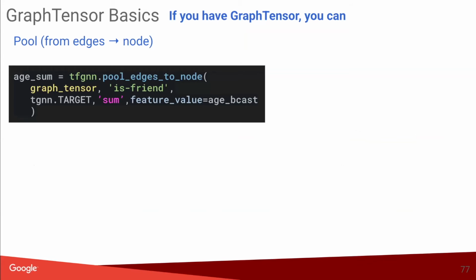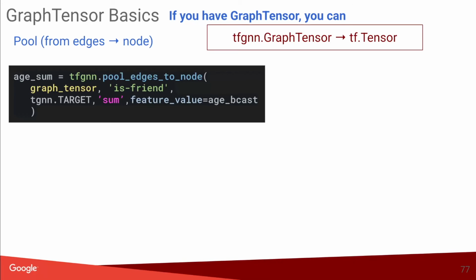So now that we have these broadcasted messages, how can we aggregate this information? We can use the pool edges to node operator for that, which will aggregate the broadcasted messages from the edges to the nodes with the node tag here, tfgnn.TARGET, which is the target endpoint of the edge. And you can also set this node tag to tfgnn.SOURCE, which will be the source endpoint. And here we are using sum pooling to aggregate the broadcasted messages at the target endpoint of the isFriend relation. And this operator also takes a graph tensor and returns a tensor.